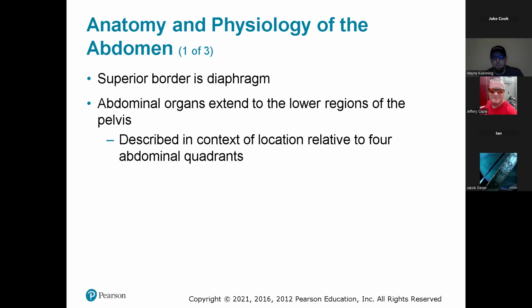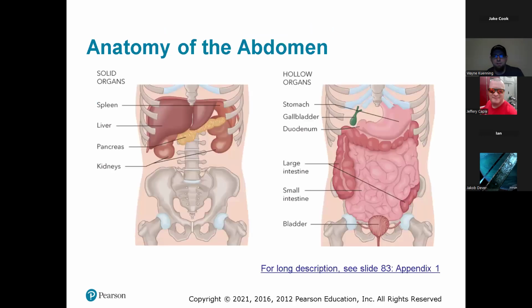Have you guys gone over the four abdominal quadrants? You should have. Yes, we have. Okay. So, representation of solid organs on the left, hollow organs on the right. Solid organs include your spleen, liver, pancreas, and kidneys. Hollow organs are stomach, gallbladder, duodenum, large intestine, small intestine, and bladder.